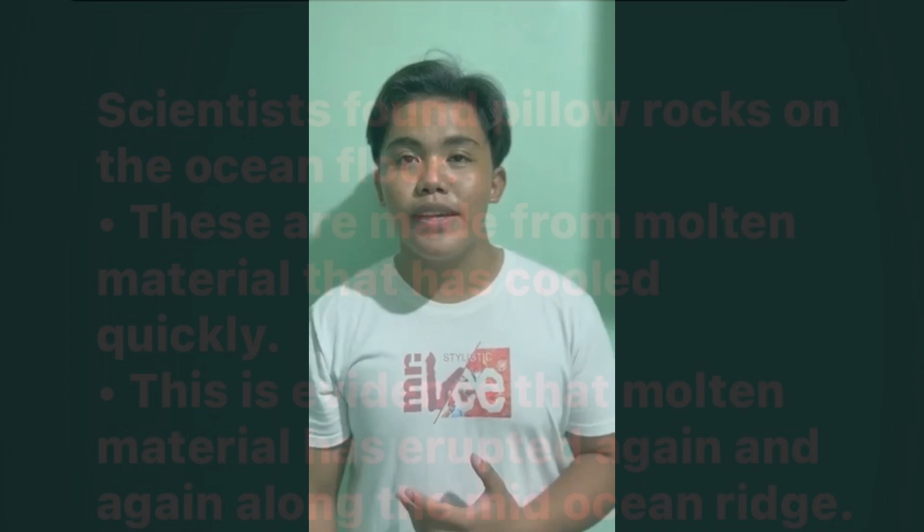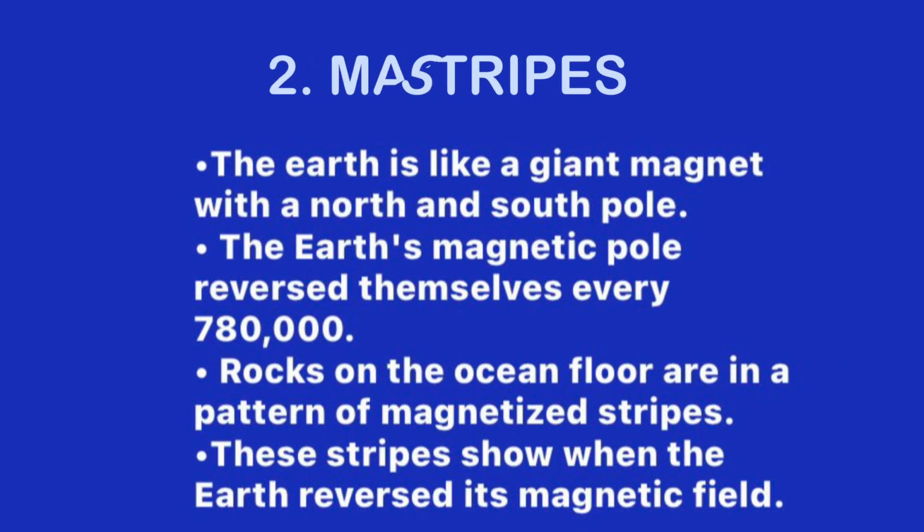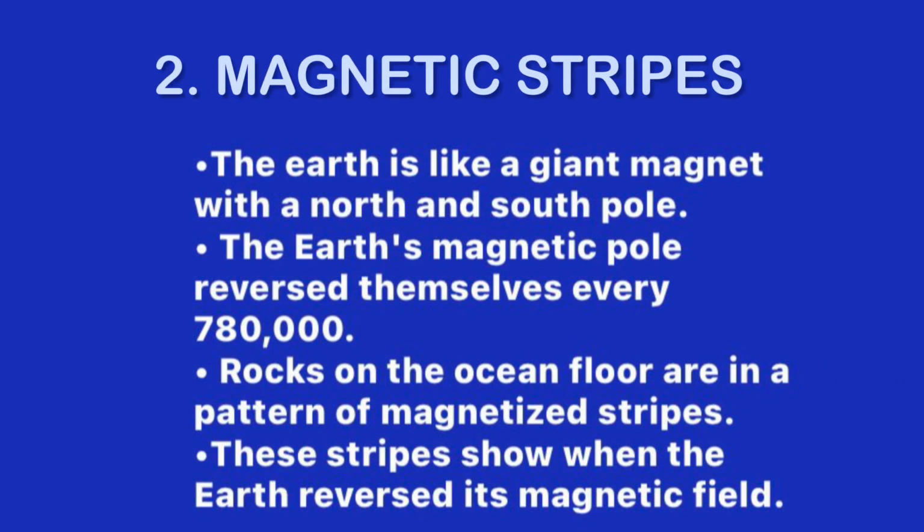There are three important evidences for seafloor spreading. First is the evidence from ocean material. Rocks shaped like pillows only form when molten material hardens quickly after erupting underwater. As the molten material hardens, magnetic minerals inside the rock line up in the direction of Earth's magnetic poles. This forms unseen magnetic stripes.